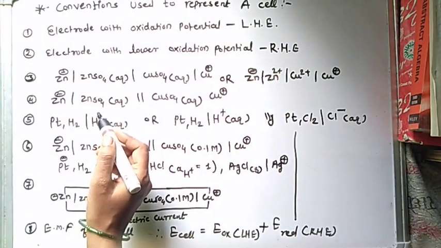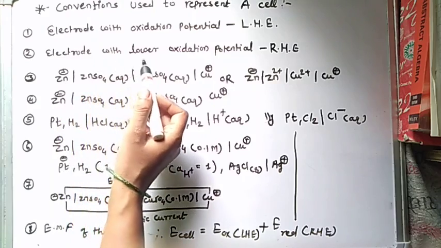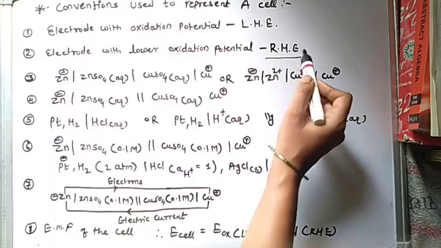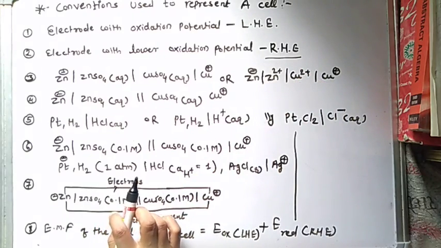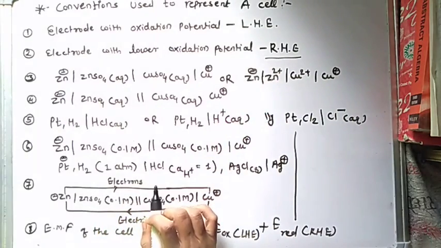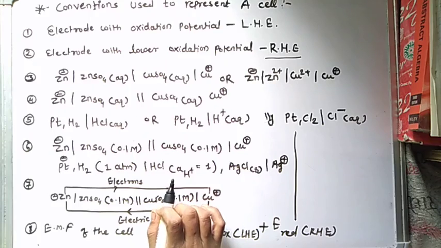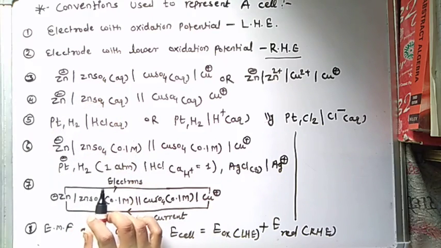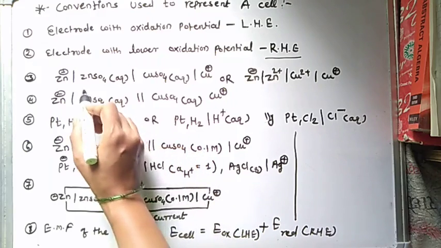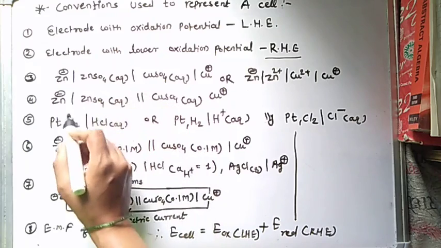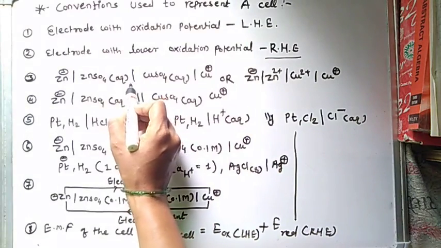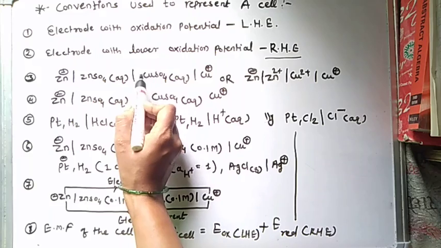Second convention: the positive electrode, or the electrode with lower oxidation potential, is written on the right, which is also called the right hand electrode of the cell. At this electrode, the reduction reaction takes place. Third convention: a single vertical line between the electrode and the salt solution, or between the two salt solutions, indicates direct contact between them. For example, Zn | ZnSO4 (aq) | CuSO4 (aq) | Cu, where this single vertical line shows the direct contact between these two solutions.